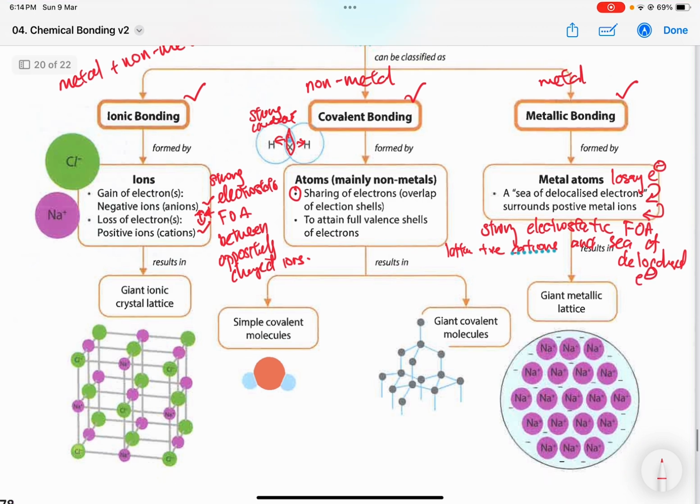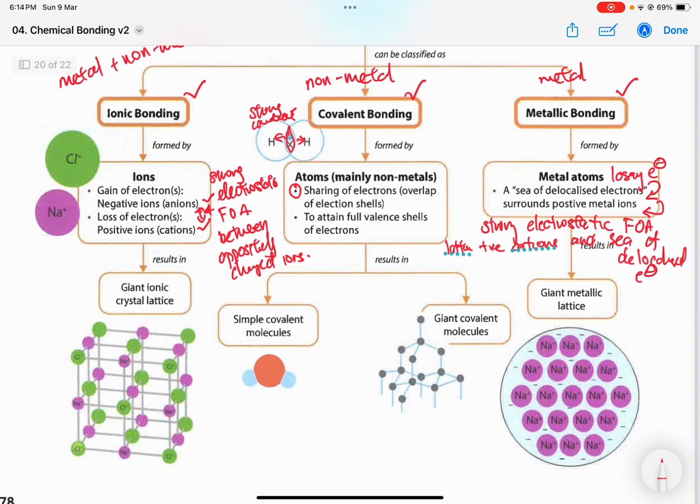Okay, so what kind of structure do they have? Giant ionic crystal lattice structure for ionic. For covalent, you can have simple covalent molecules, giant covalent molecules, and the last one is giant metallic lattice structure. Okay, so drawing wise, take note. You need to do dot and cross for ionic. For ionic, you also need to do it for covalent.